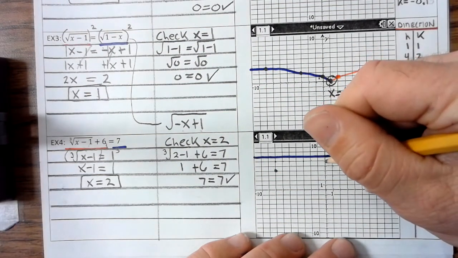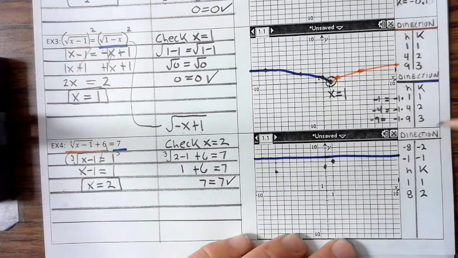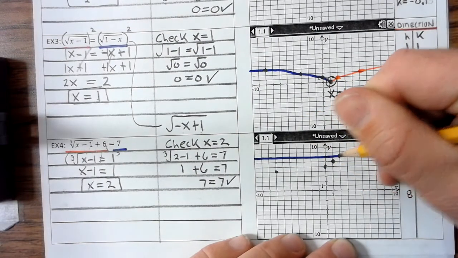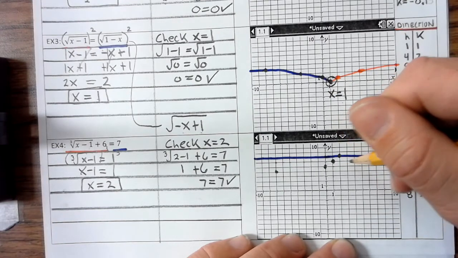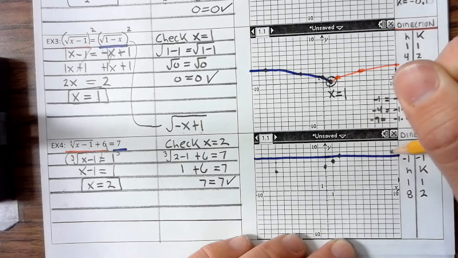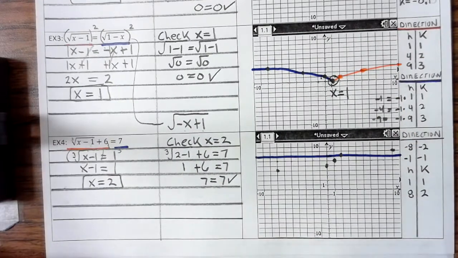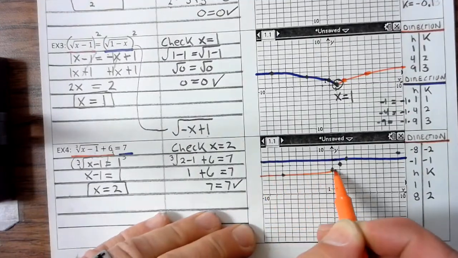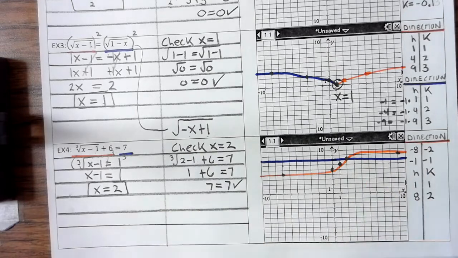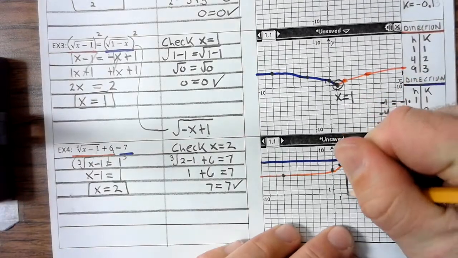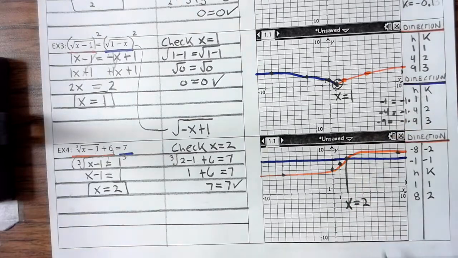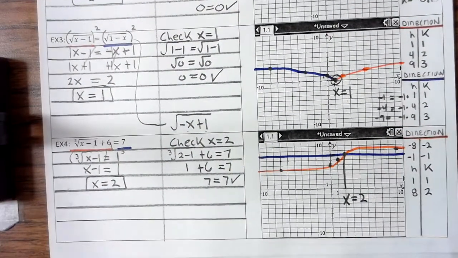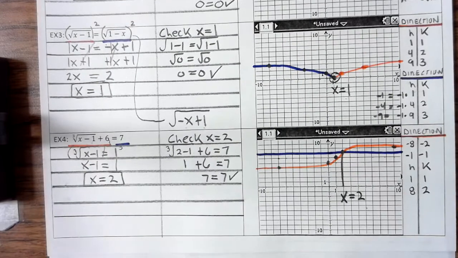Now we go to the left 1, down 1, to the right 1, up 1, to the right 8, 1, 2, 3, 4, 5, 6, 7, 8, up 2. You can see here that they intersect when x equals 2, which checks and verifies that your solution is x equals 2. Okay, so with that, if you would, finish up your examples and start working on an assignment, and have a wonderful Wildcat day.